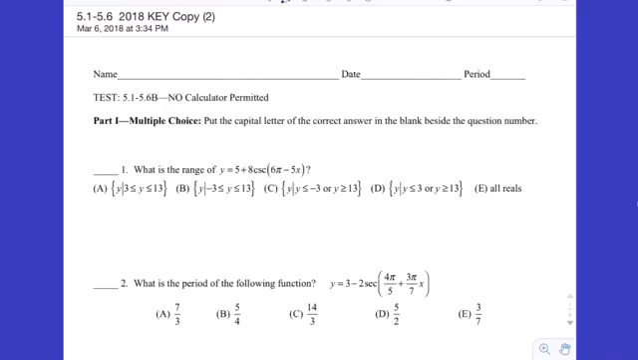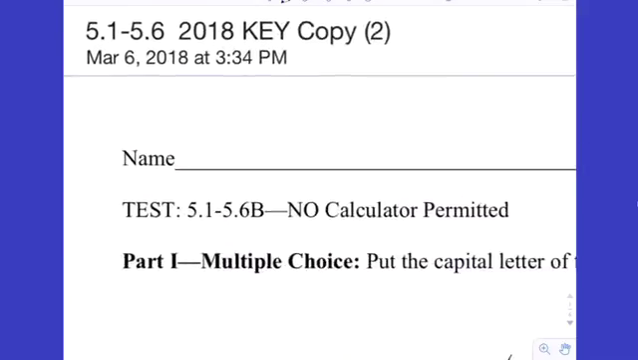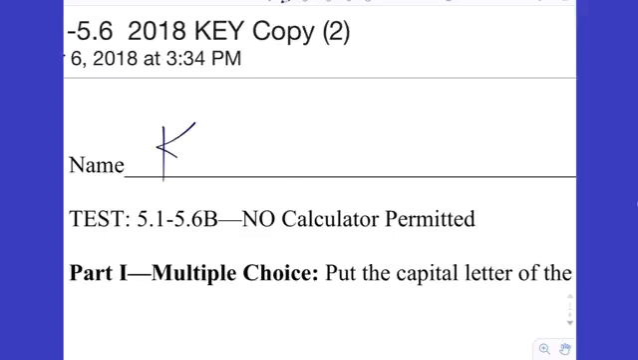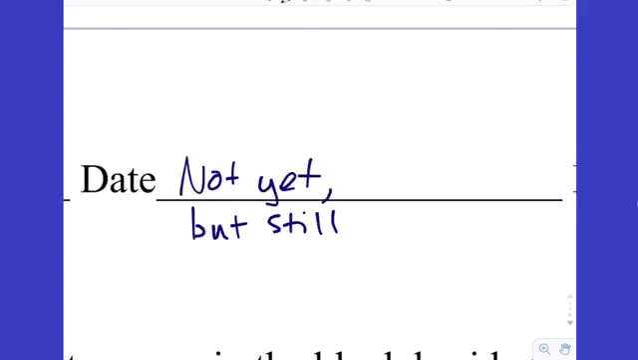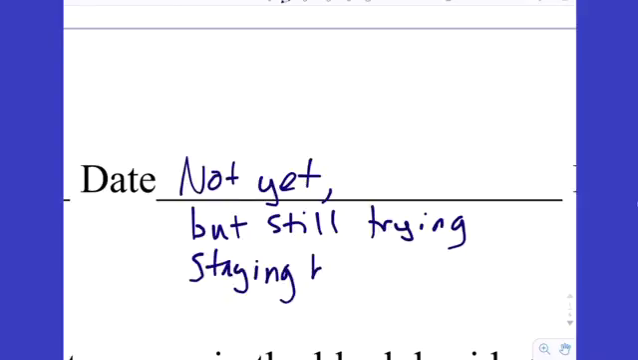The easiest questions are some that people are still missing, and they're the first three. They're the fill in the blank questions. So, name, right? That answer will vary, but I do check the spelling. Date. Not yet, but still trying. Okay. Prom. Not yet, still trying.